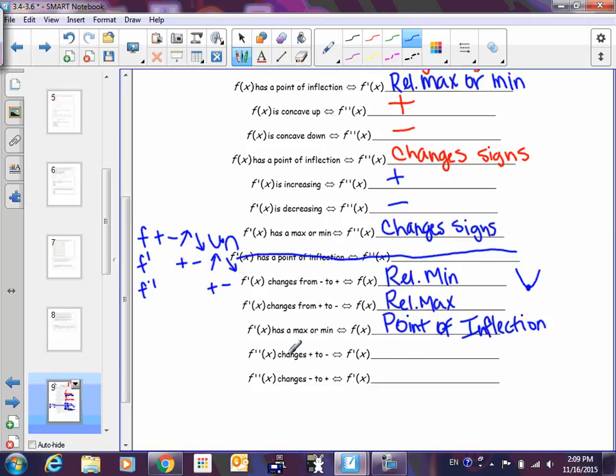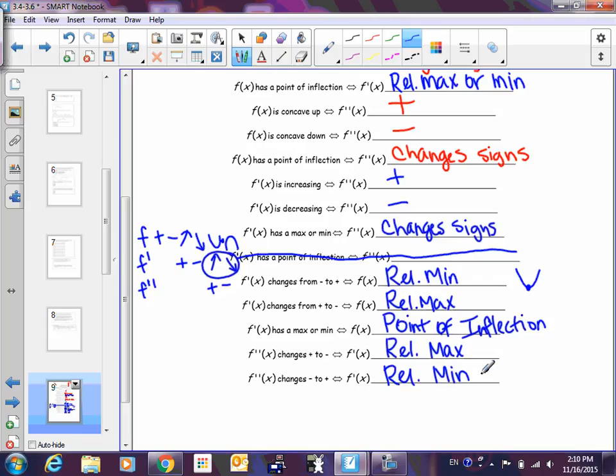Okay, f double prime changes from positive to negative. That's what we have right here. On f, we would call that a point of inflection, but what do we call it on f prime? What do we call it when a graph changes from increasing to decreasing? A relative max. We could say extrema. In this case, we can be more specific. And so the other one would be relative min.